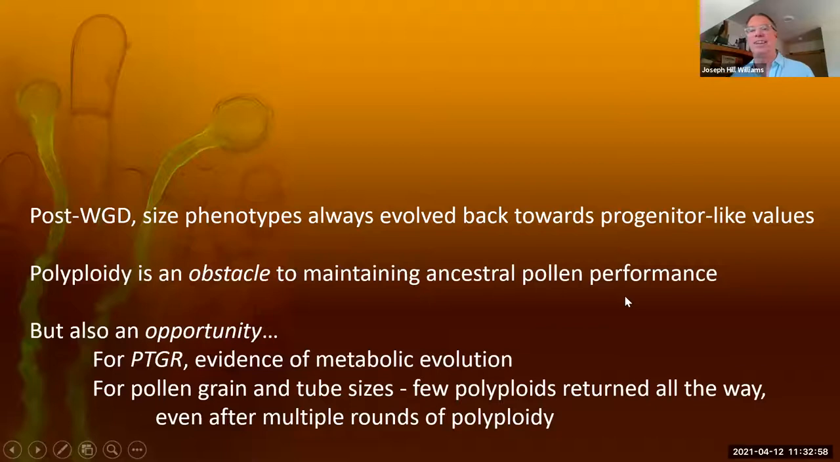And my last slide: I've pretty much shown in all this work that size phenotypes have always evolved back towards the progenitor-like values. And that means that polyploidy is generally an obstacle for maintaining ancestral pollen performance. But it could also be an opportunity in some ways. I did show some evidence for metabolic evolution. And I also found that few polyploids returned all the way back to their progenitor-like values.